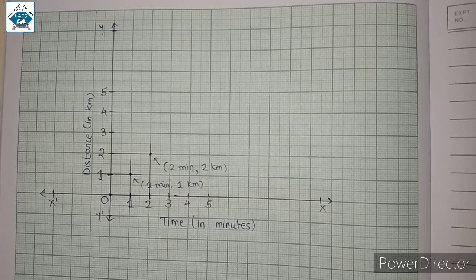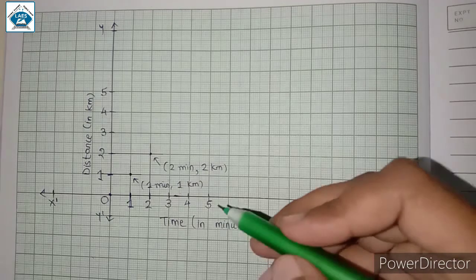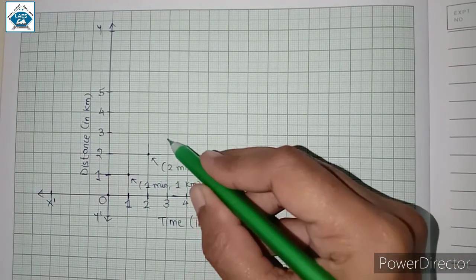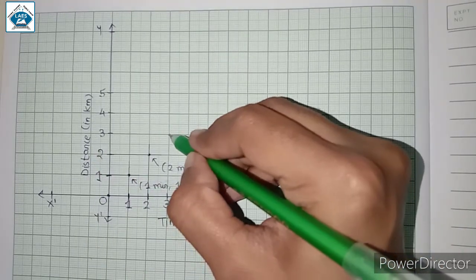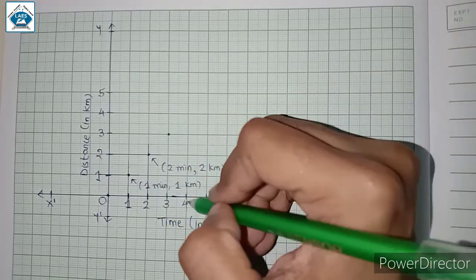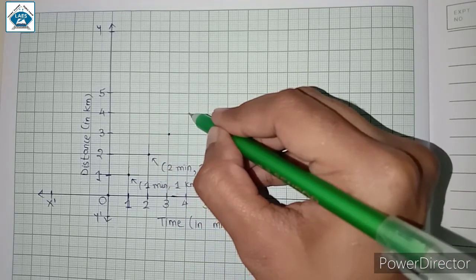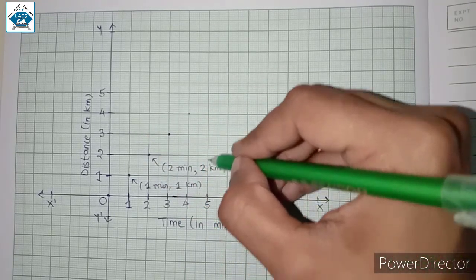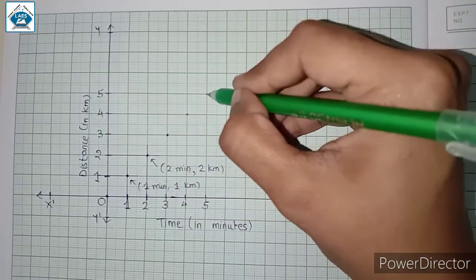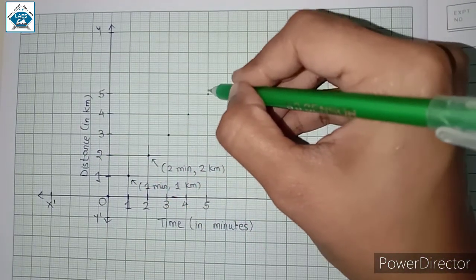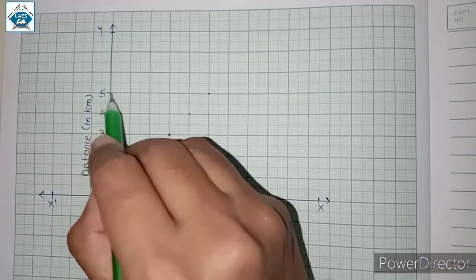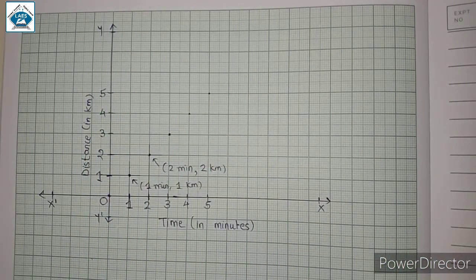So in this way we will go on plotting, and we can find that the next value is in 3 minutes the distance covered is 3 kilometer. So यहाँ पर हमें point मिलेगा. Next, in 4 minutes the distance traveled is 4 kilometer, and after 5 minutes the distance traveled is 5 kilometer. So like this, what I am doing is I am plotting all the points.